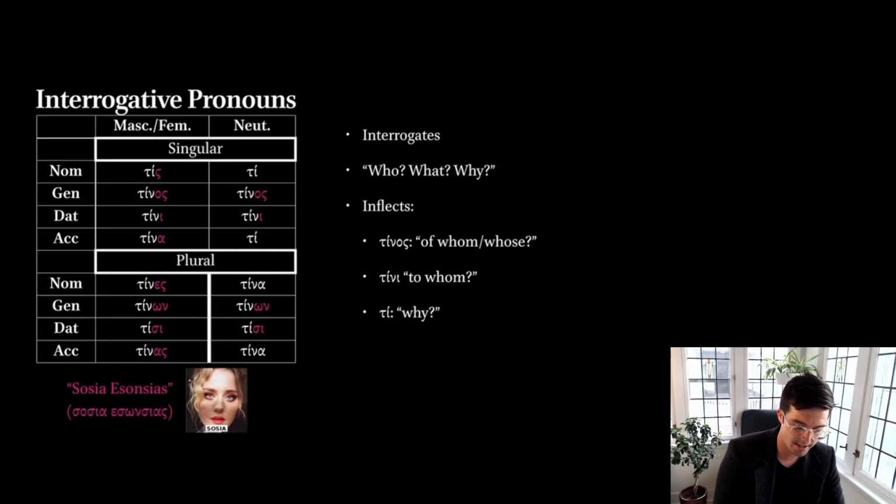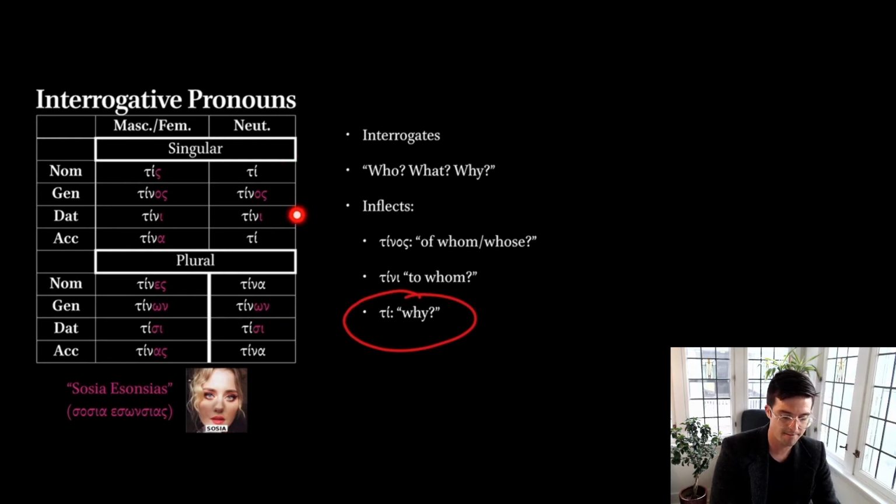And the last thing to note is this tau iota right here, which is our neuter nominative or accusative singular, is going to be translated why. So this is probably one of the most common forms of the interrogative that you're going to see in the Greek New Testament, asking the question why.